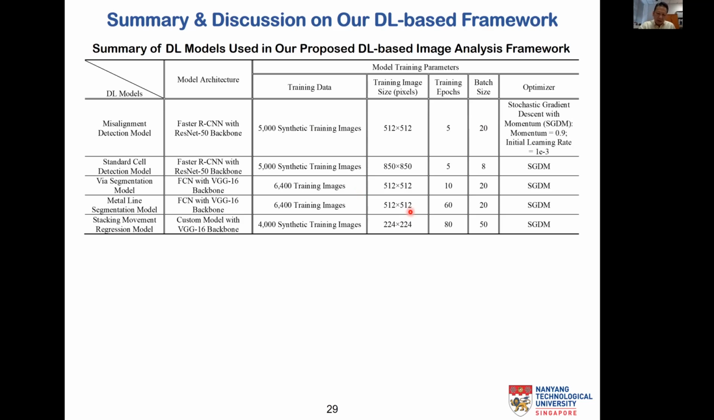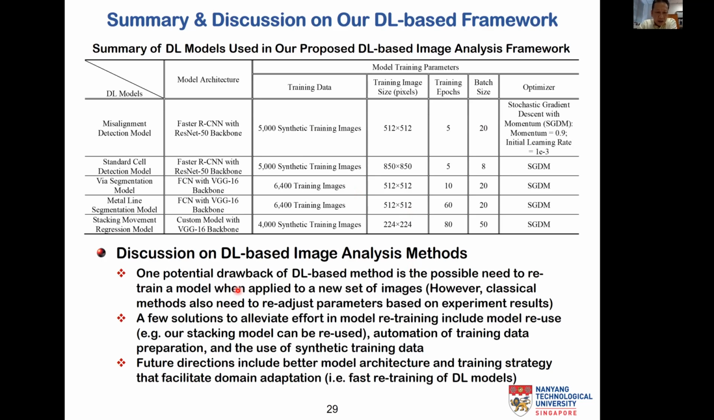So let's look at the result also. Here we find that we achieve a very good result. However, there is one potential drawback: a possible need to retrain the model when applied to a new set of images. However, this is the same for conventional methods. A few solutions to alleviate this retraining are that we can use our automation for training data preparation and use synthetic data training, which I'm going to detail later.